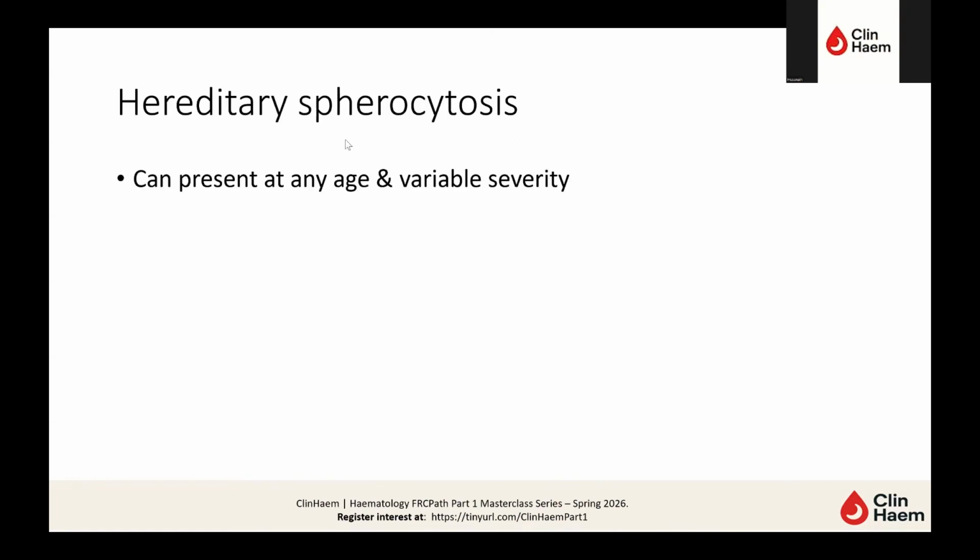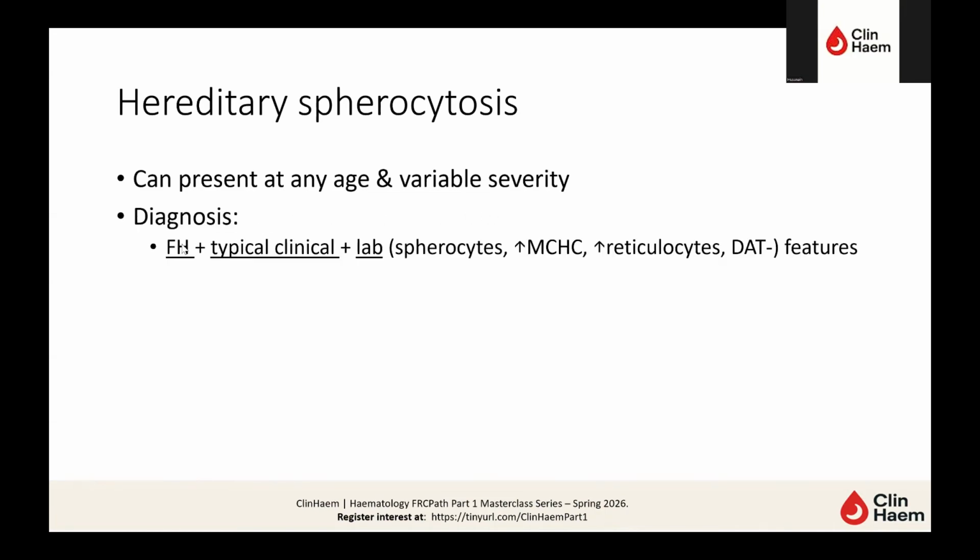I'll go into a bit more detail in hereditary spherocytosis because there's a guideline on that. So if there's a guideline, you can be tested. And this is actually the most common of them, so you need to know it as well. It can present at any age, with variable severity. Diagnosis, how you diagnose: if there's a family history, so mom or dad has it, it's autosomal dominant.